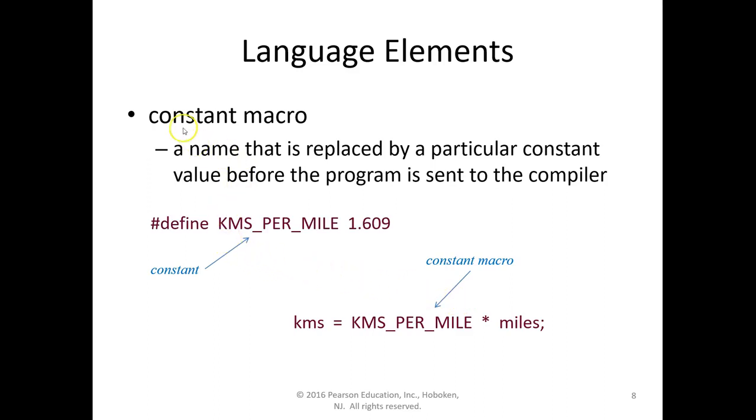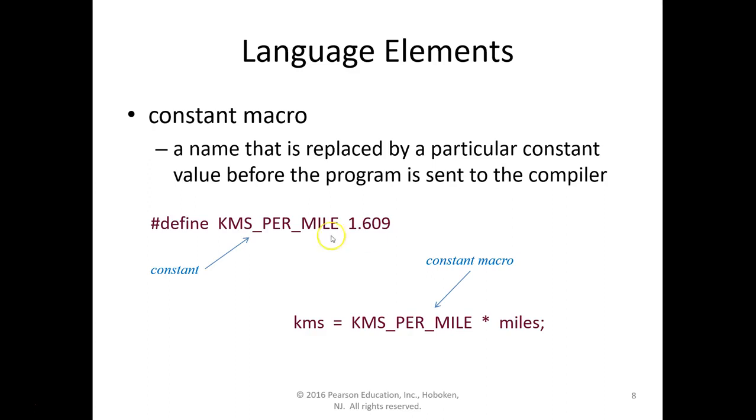So here we have a constant macro, a name that is replaced by a particular constant value. That's what they're saying here. So this is a constant. It means that you can say this variable is this. So it's constant. It doesn't change. You can call it constant macro.